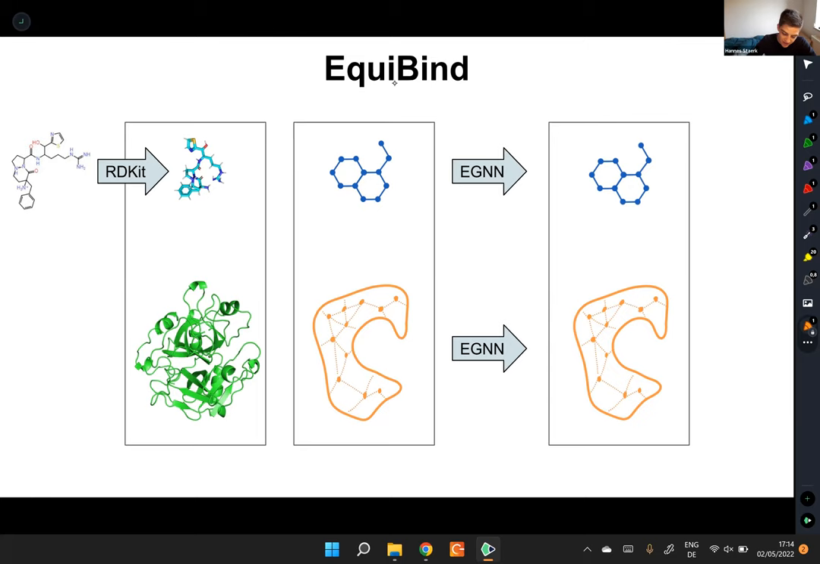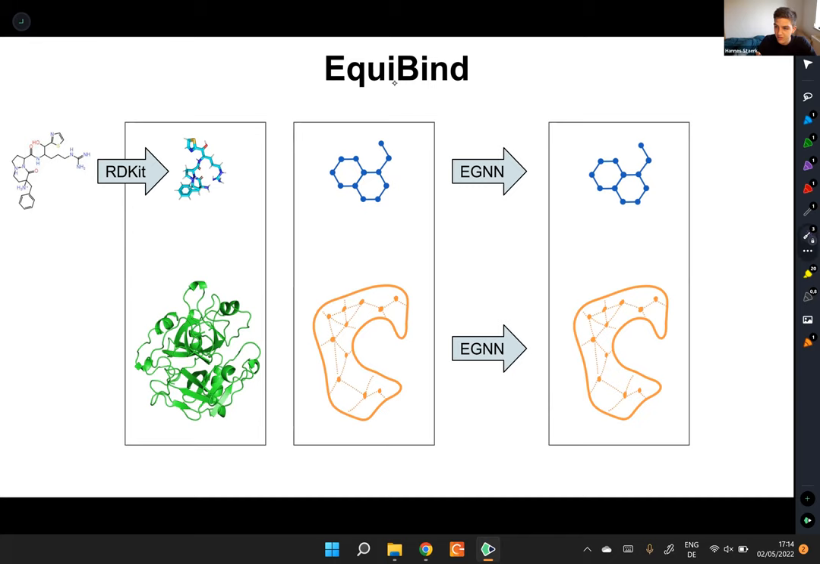All right, but then what else are we doing here? We're not only having the message passing inside of our ligand graph and inside of our receptor graph, right? And this message passing always considers the distances. And this way we consider the 3D geometry.